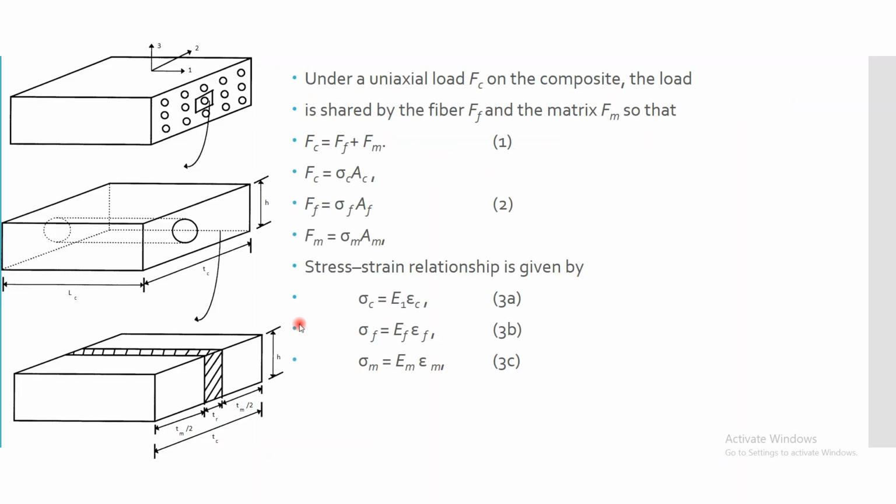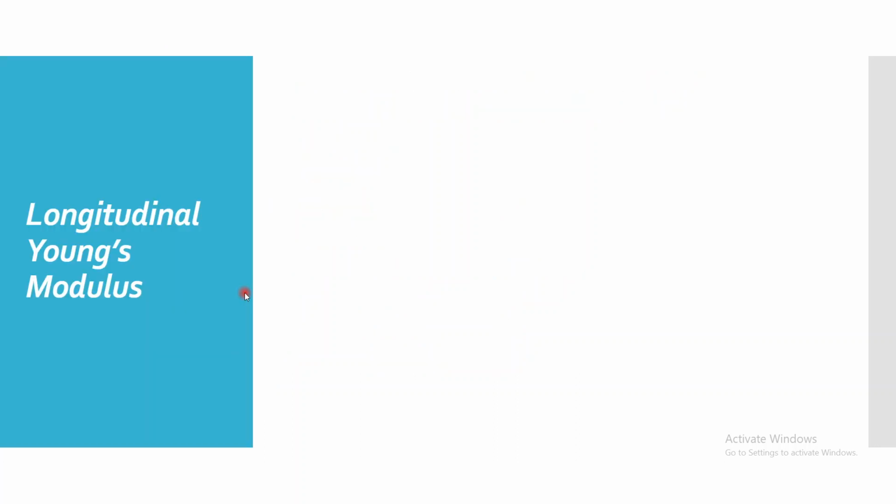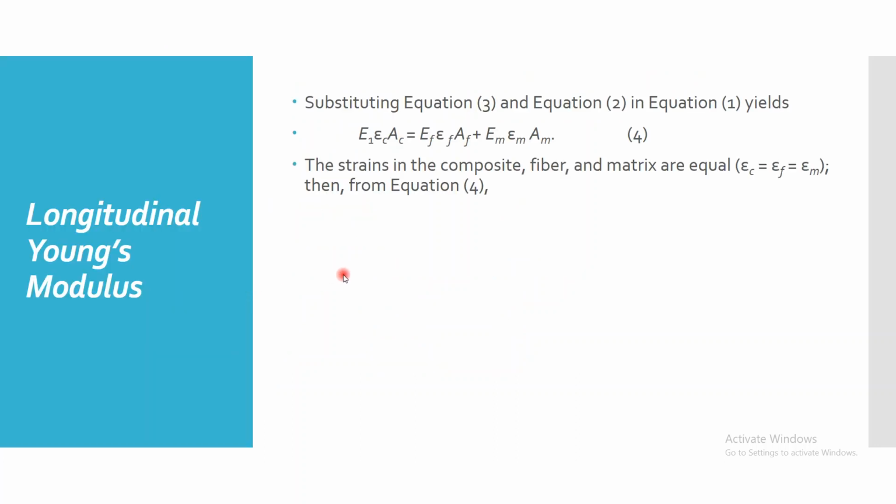That is, by using this relation, if the composite from this figure is elongated in this direction, it is nothing but, since the bonding exists between the fiber and the matrix, they are being deformed in the same magnitude. So we are going to take that method so that all the strains will be equal. That is, epsilon c is equal to epsilon f, that is equal to epsilon m. And the equation simplifies in this way.